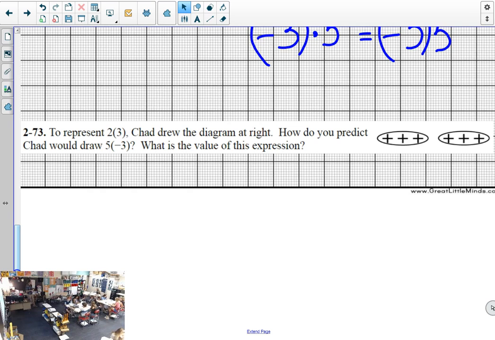Like, can I have negative groups of pencils? Okay, 5 times -3. That. So I think. How do we draw 5 groups of negative sides?